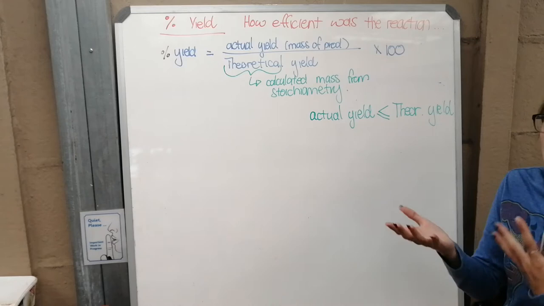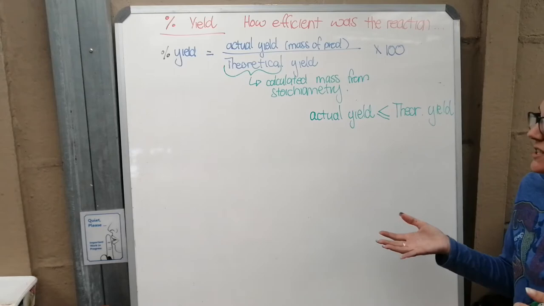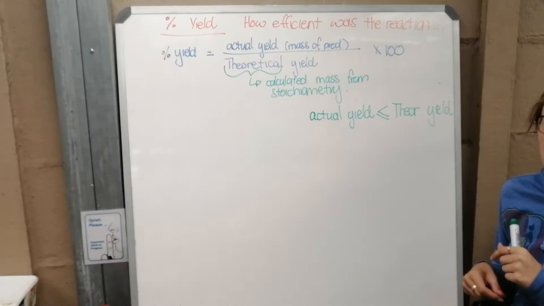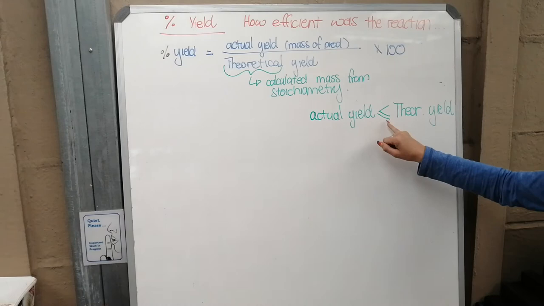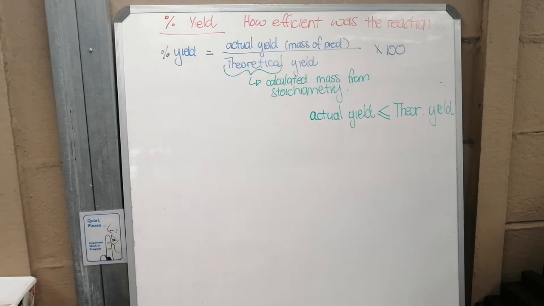For example, if we had to dry the product in order to measure its mass, during that drying process you're using different pieces of apparatus, and in the process tiny amounts of your product will stick to, for example, the filter paper or the tongs that you're using or the beaker, and you're going to lose little bits here and there. So if you've got a perfect setup, your actual yield will be equal to the theoretical yield, but that's very unlikely. It will usually be less than the theoretical yield.